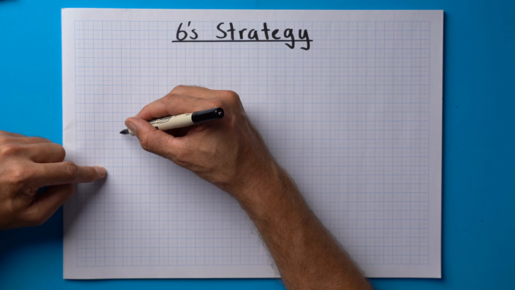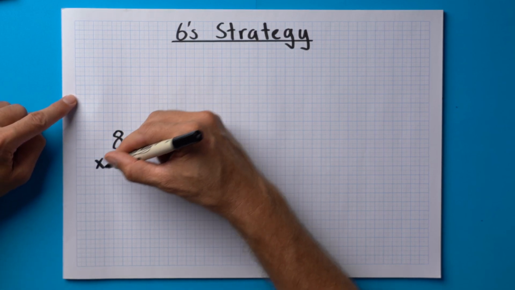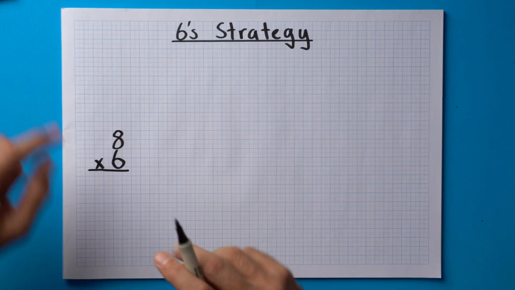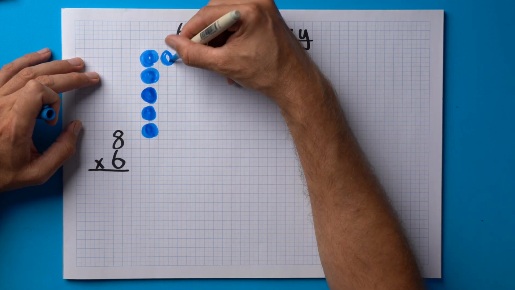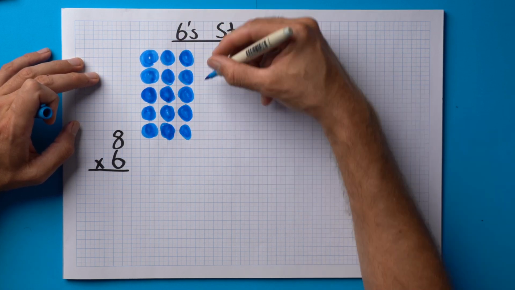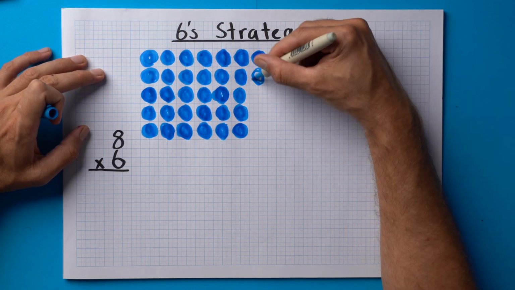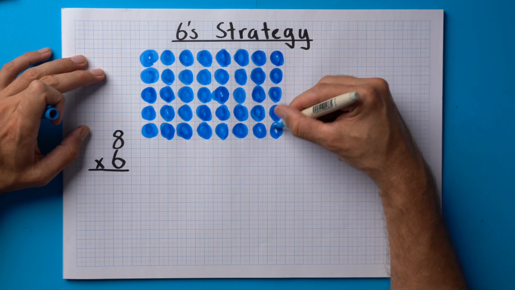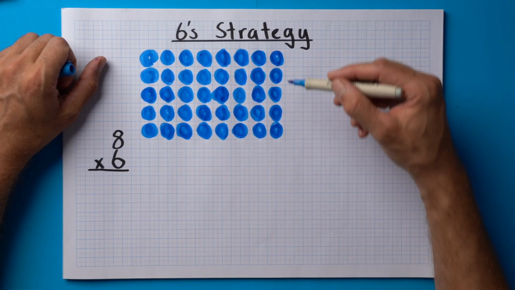Let's check it out. I might want to find out 8 groups of 6. First, let's see what 8 groups of 5 would look like. All right, that took ages to draw, and I'm not sure they look like circles, but anyways, let's keep going. I've got 8 groups, 1, 2, 3, 4, 5, 6, 7, 8 of 1, 2, 3, 4, 5.